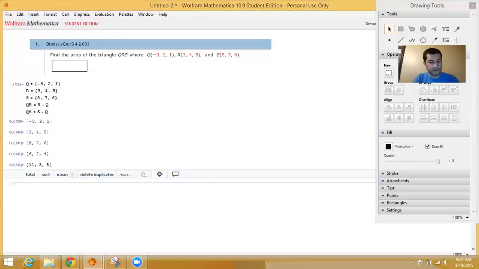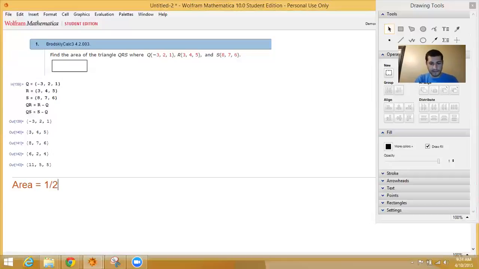Now we're going to use a different formula this time for 3D. The area equals 1/2 of the magnitude of the cross product of our 2 vectors, QR and QS. Well, why do we use the cross product this time?